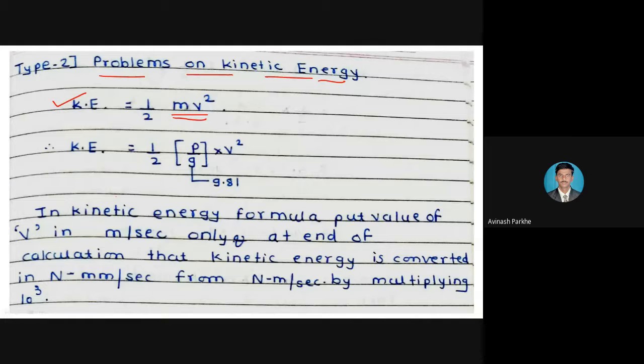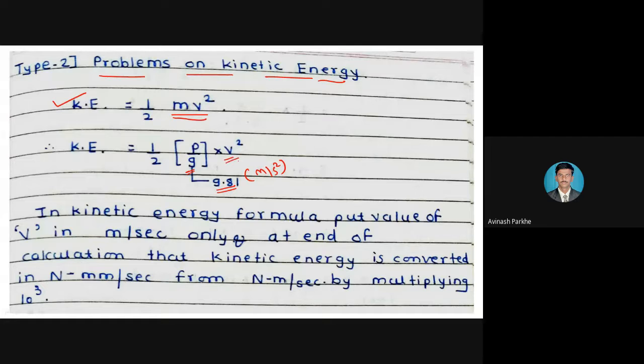If mass is not given, but the load applied on that body is given, at that time we can use the formula: kinetic energy is equal to 1/2, as it is, and instead of mass I can use P upon g. That capital P represents the external load applied on the body, and g is the constant parameter whose value is 9.81 meter per second square. The value of g is 9.81 meter per second square.